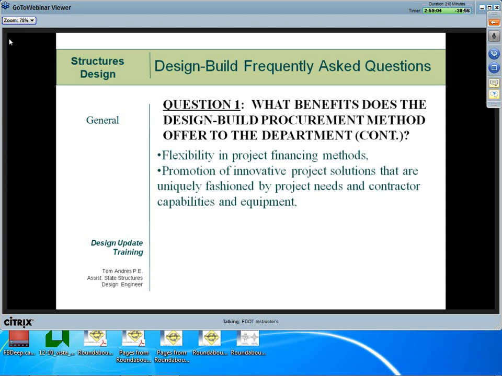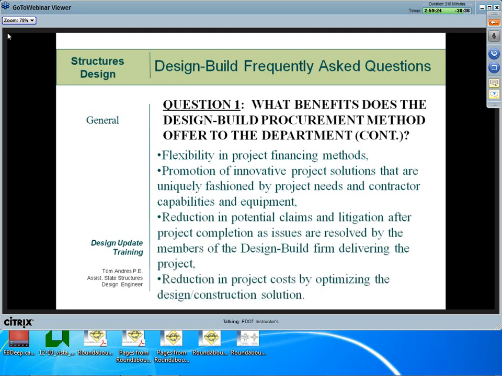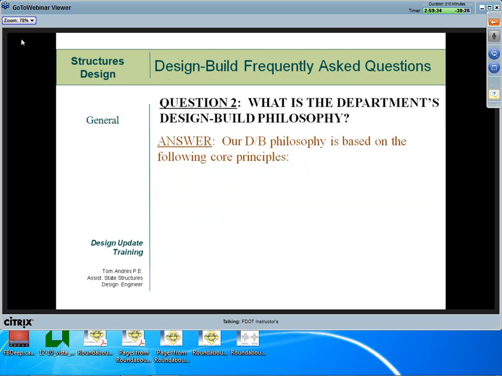Design-build allows for innovative project solutions that are uniquely fashioned by project needs and contractors' capabilities and equipment. No question about that. In general, from the department's perspective, there is a reduction in potential claims and litigations. Issues are resolved by members of the design-build firm. It allows a reduction in project costs by optimizing the design construction solution. No question.